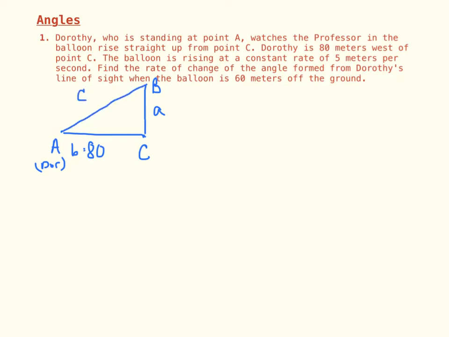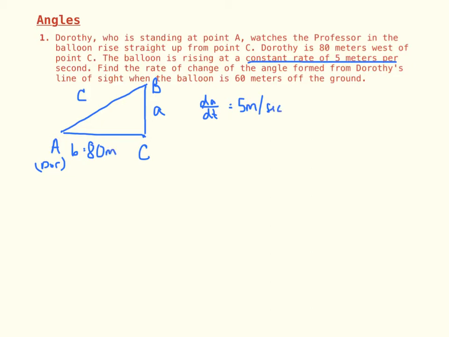All right, so if they're giving me the rate at which the balloon is rising is 5 meters per second, rate, remember, is derivative. So that's your dA/dt equals 5 meters per second. Okay, and this was 80 meters over here.